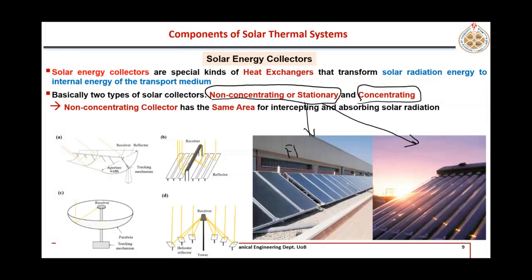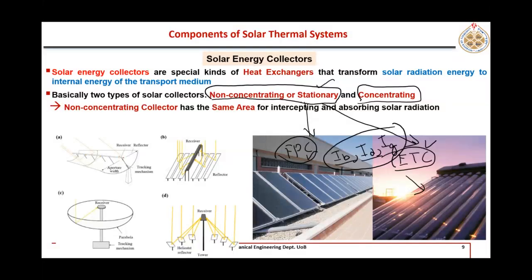All right, so for example, this one is a flat plate solar collector. This one, which you see here, is called an evacuated tube collector. We shall be learning about them in a moment. So these two are non-concentrating or stationary. They are not tracking, they are not concentrating. They are directly absorbing whatever radiation is present, be it beam, diffuse or ground reflected. All of them can be intercepted by these collectors, flat plate and evacuated tube collectors. They can absorb whatever type of radiation reaches their surface.